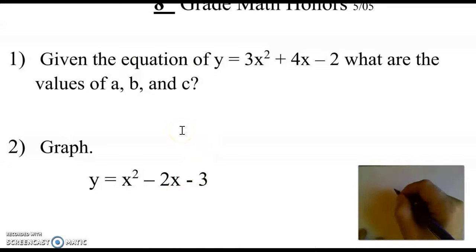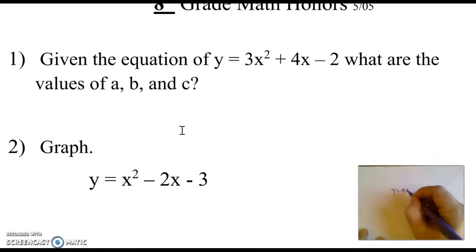So, asking the values of a, b, and c. If you write the standard form of a quadratic equation, it's y equals a times x squared plus b times x plus c, which matches up exactly with what I gave you today, with y equals 3x squared plus 4x minus 2. The value of a is just how many x squareds you have, which would be 3.